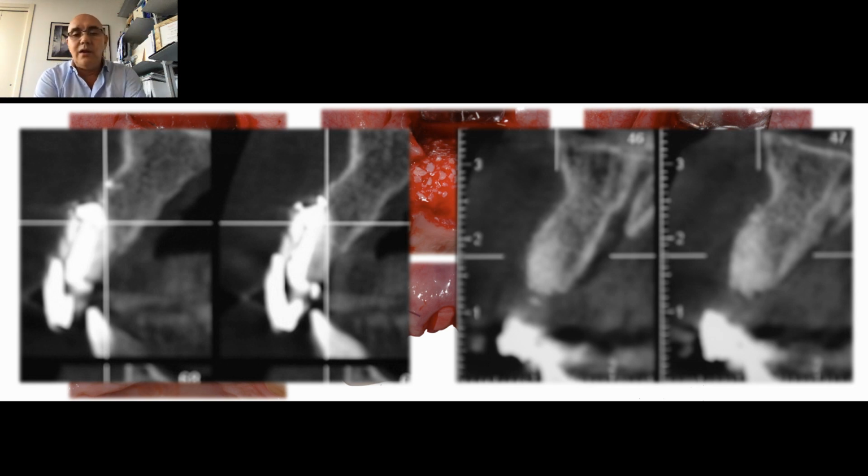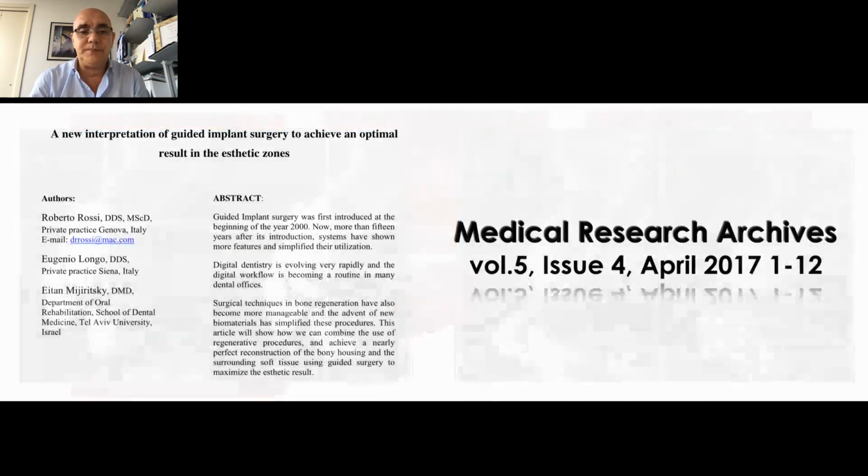So giving her a lot of time for recovery is a good thing, because when she returned about 12 months after we did the surgery, you can see that the shape and the contour of the ridge simulates pretty much what was the situation when the tooth was there. So let's look at the soft tissue now also. This is the hard tissue.